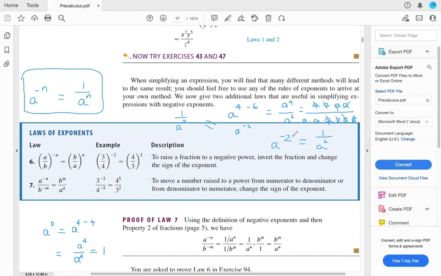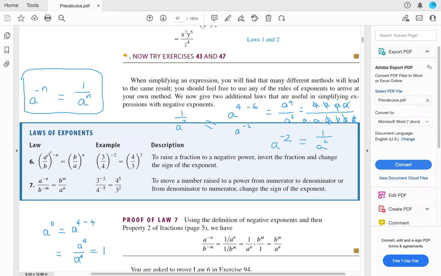So if the negative appears in the numerator, when I put it in the denominator, I need to cancel out the negative, right? If I have an a to the minus n in the numerator and I want to get rid of this negative right here, I need to put it in the denominator. So this is the rule.